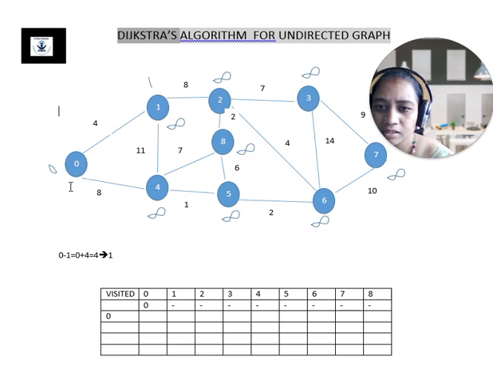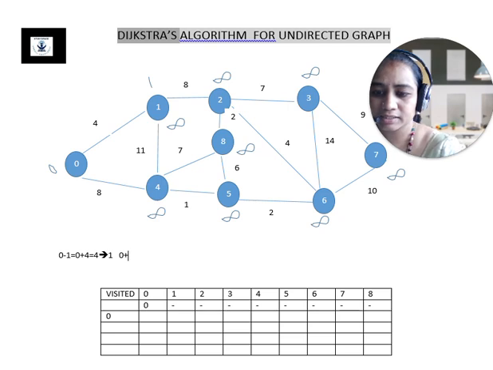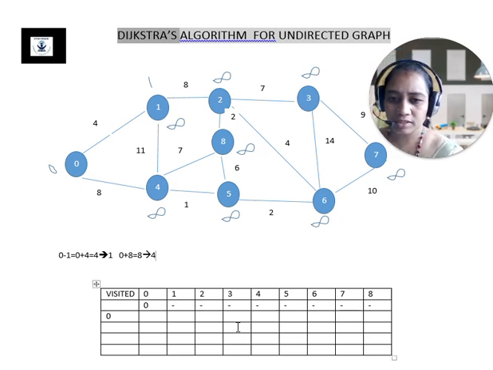Next, calculate from 0 to 4. What is 0 to 4? That is 0 plus 8, so that will be the value of 4. That is 0 plus 8 equals 8. So for node 1 it is 4, and we have calculated for node 4, which is 8. Those are all the nodes reachable from 0.